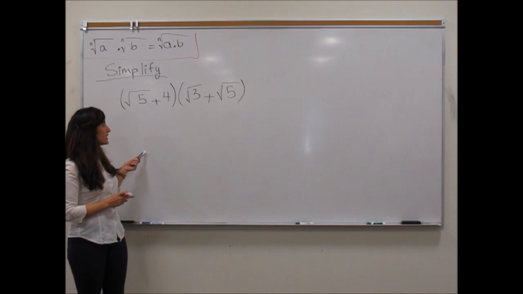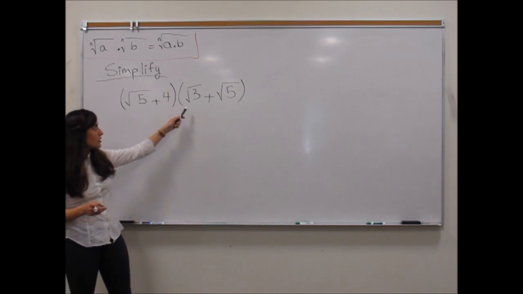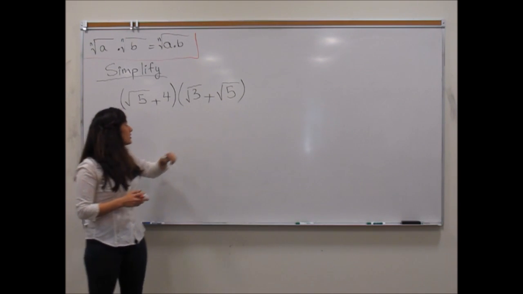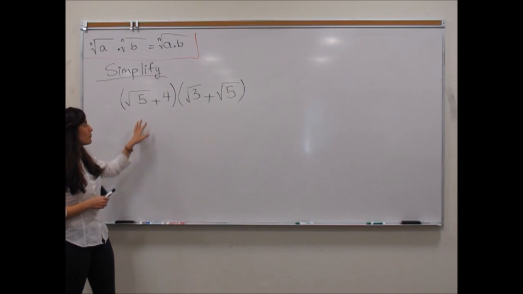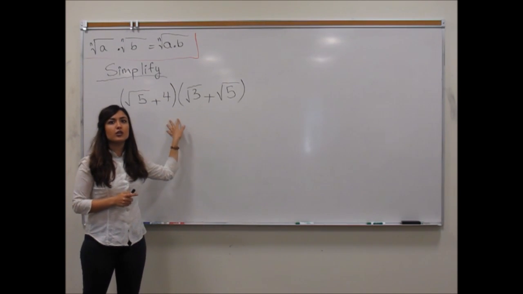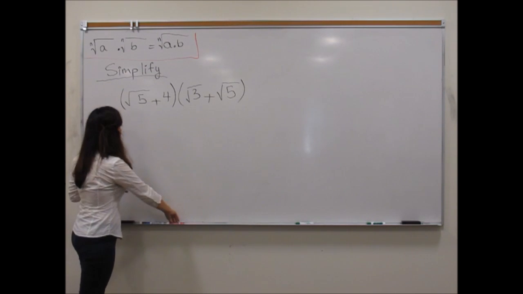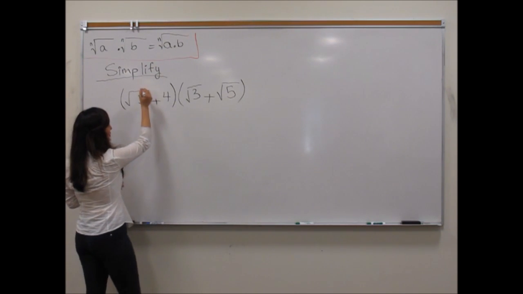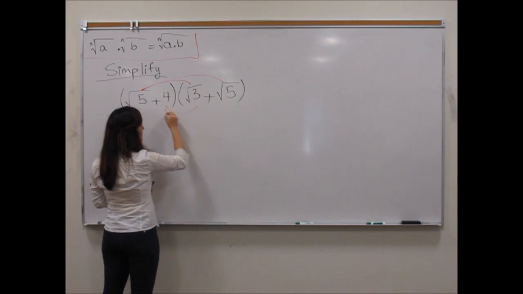Alright, so here I have another example of two binomials: (rad5 + 4)(rad3 + rad5). Notice that this is similar to the last one, but I have two terms for each piece, so I'm going to have to use the FOIL method or distribution. So let's FOIL this out. The first one, rad5 times this and times that one, and then 4 times this and times that one.